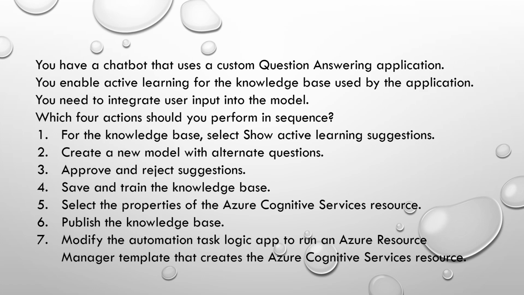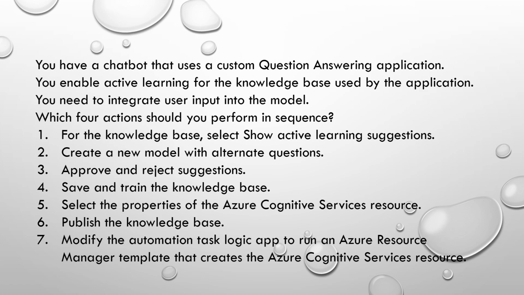Now we have already enabled active learning for the knowledge base used by the application. So for a custom question answering application, in the backend there will be a knowledge base where we will upload all the documents and train the model. That is where all the documents used to train the model reside. So we have to enable active learning for the knowledge base of the application. To do that, which four actions should be performed?